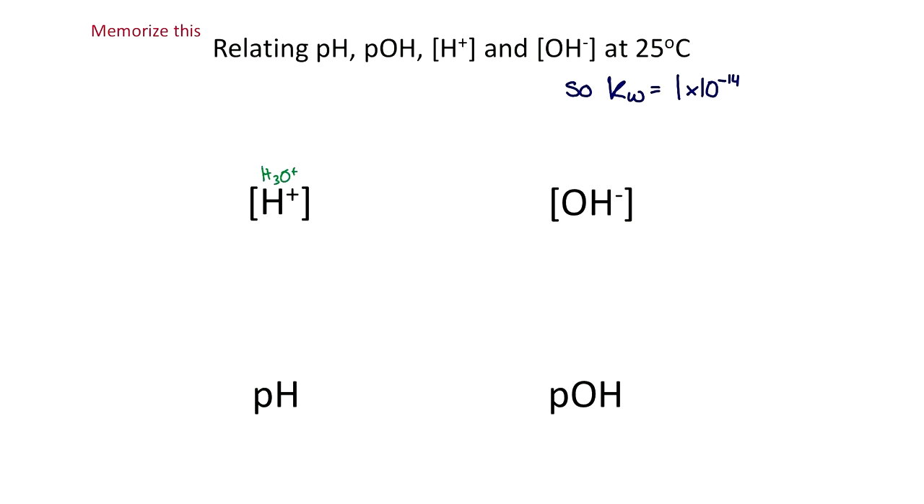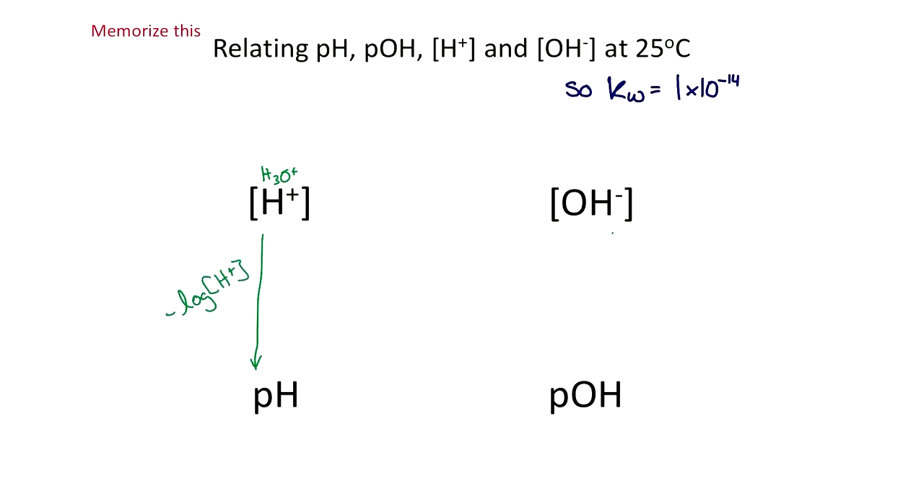These are how we interconvert between all of these. Memorize this. I call it the magic square. All right? How do we turn H plus into pOH? What do we do? P means negative log. So negative log of H plus concentration gives us pH.